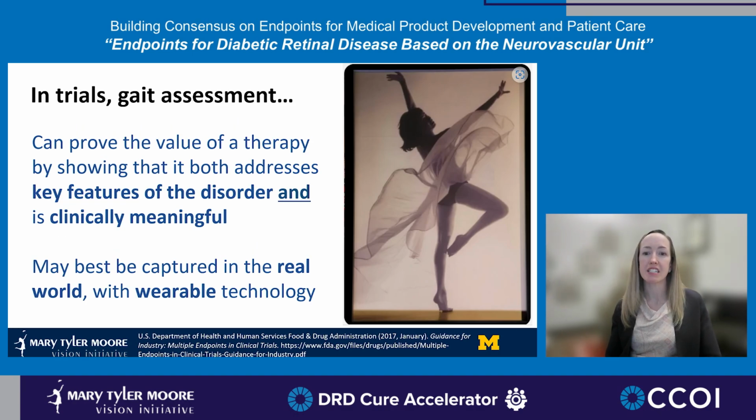But we are here today to discuss the even broader potential for gait assessment to inform clinical trials. Regulators tell us a primary endpoint for determining that a drug is effective should encompass important features of a disorder and should be clinically meaningful. The structural, cellular, molecular, and even functional endpoints you've heard about today can certainly accomplish the former. Real-world gait endpoints may help us succeed in proving the latter.